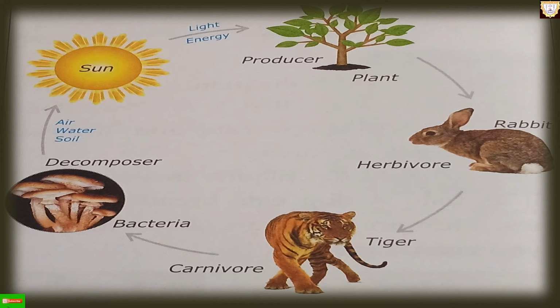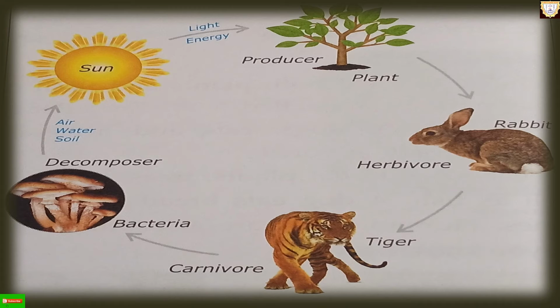Plants are called producers because they produce food. A food chain always ends with animals. Animals are called consumers because they get food prepared by plants. Look at the food chain given here.